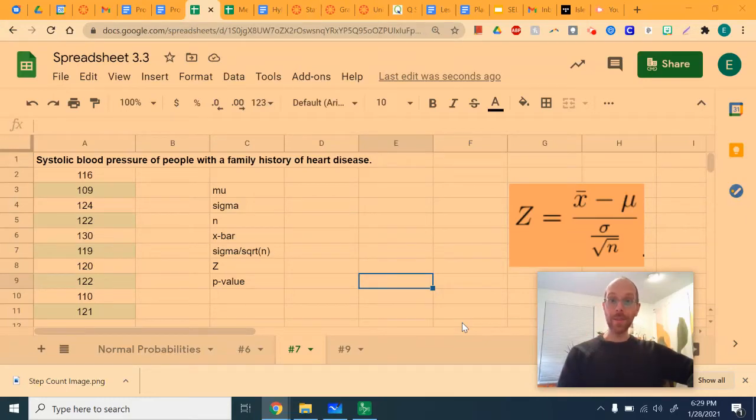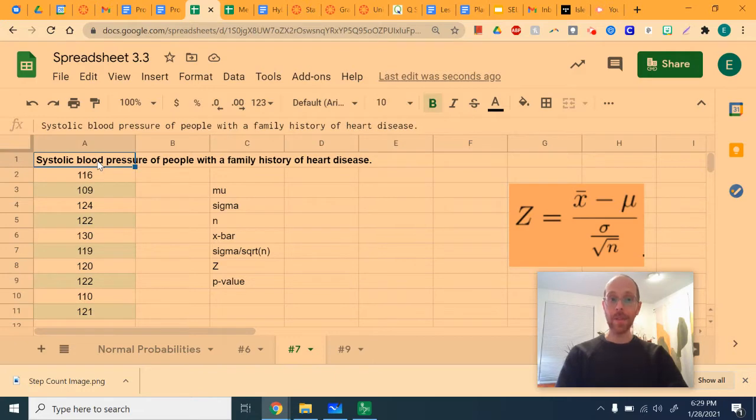I'm going to show you how to use Google Sheets in order to run a hypothesis test. So the first thing you need are your hypotheses. And we are hypothesizing for this, this is problem number 7, that people who have a family history of heart disease, on average have a higher blood pressure. Specifically, we're talking about systolic blood pressure. So let's test this. Now, in order to do so, we need some information.